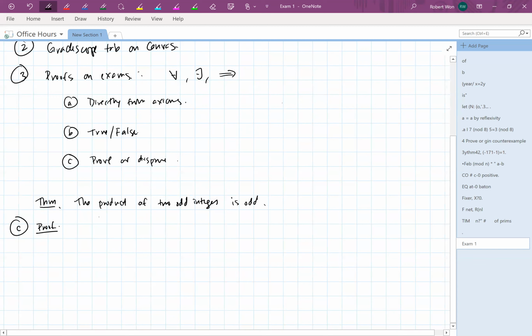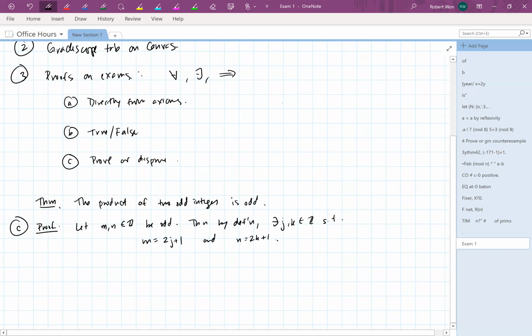Okay, so the product of two odd integers is odd. So maybe we say let m, n be odd integers. Okay, then, I should say by definition of odd, there exist j and k such that m equals 2j plus 1 and n equals 2k plus 1.